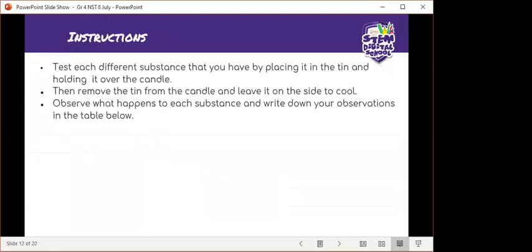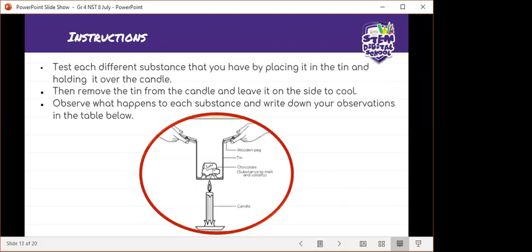So, instructions. We're going to test each different substance that we have by placing it in the tin and holding it over a candle. This is how it will look. We are going to put butter inside this tin, and then we're going to have another tin which has chocolate and another tin which also has ice. Then we're going to remove the tin from the candle and leave it on the side to cool, and we need to observe what happens to each substance and write down our observations in a table.